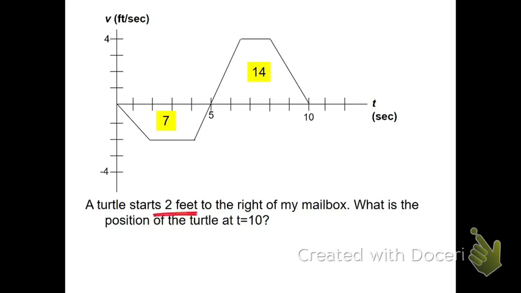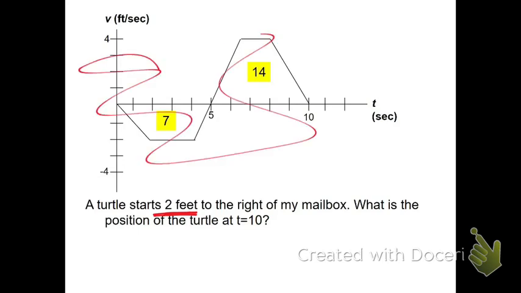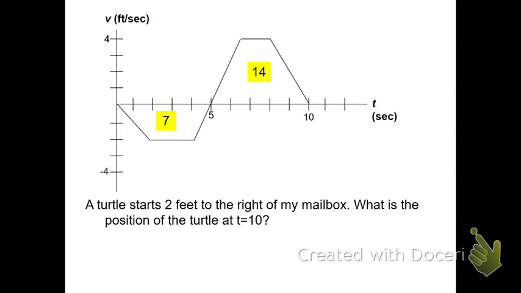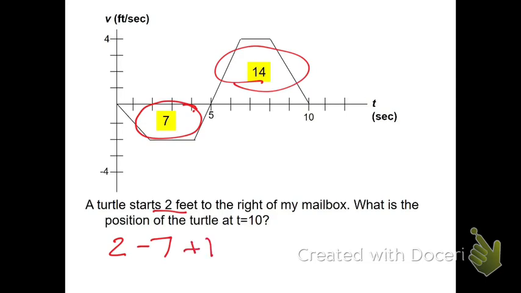It doesn't show where the turtle started. So this starting 2 feet to the right of my mailbox, that's the starting position. That doesn't show up anywhere on this graph. They just have to tell you that. Okay, so we start at a positive 2, in other words. Then we go left 7 and right 14. Okay? So now take a moment to answer that question. We started right 2, we went left 7, and then we went right 14. Where did the turtle end up?